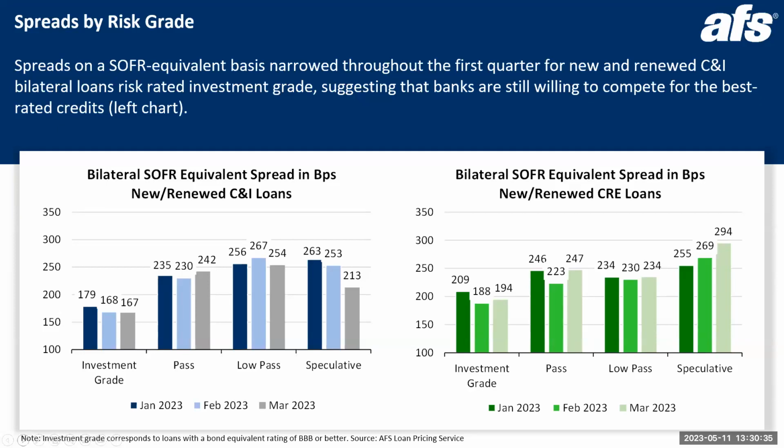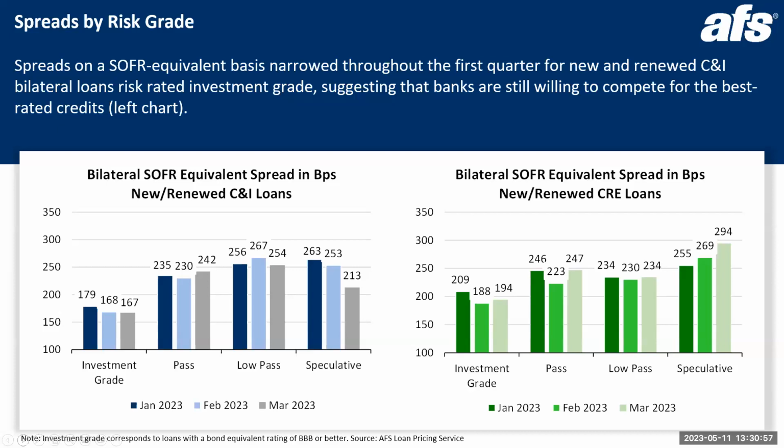For both C&I loans in the left-hand chart and CRE loans in the right-hand chart, it's clear that the investment grade risk bucket is priced considerably less than the higher risk grades. It's also interesting to note that the pass investment grade for both C&I and CRE loans were in a tight range over the quarter.